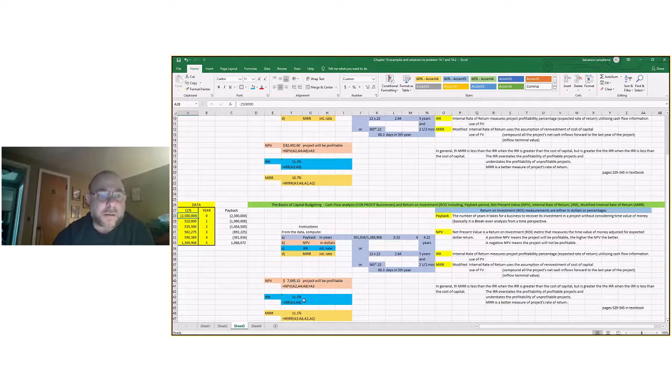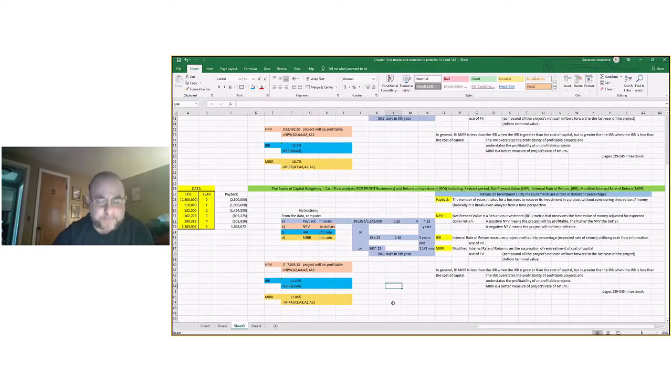Notice the IRR stayed the same and the MIRR changed a little bit. Let's see if we can make that, there we go, make this a little bit more. That stayed the same. Okay.